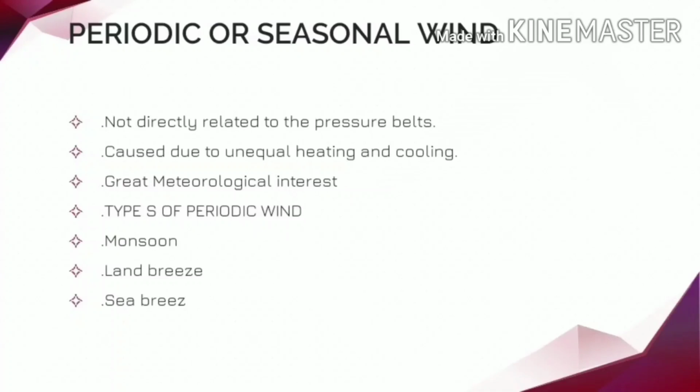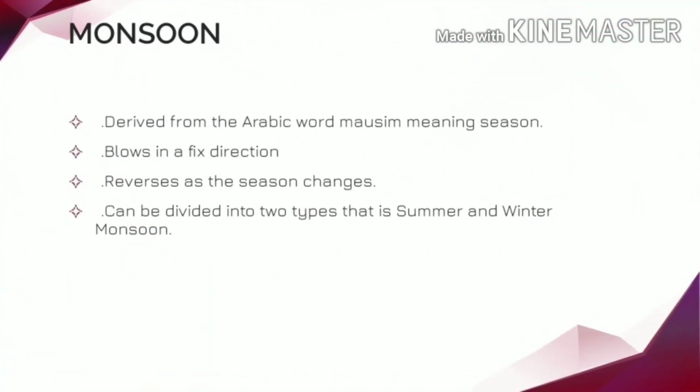Creation of periodic or seasonal wind takes place, and this wind is of great meteorological interest as it directly influences the health of the people. Vegetation in a certain area is influenced by it. Economic activities that take place in a certain area are affected by it. As I've already told you, monsoon, land and sea breezes are very good examples of the periodic wind, and we will discuss them one by one.